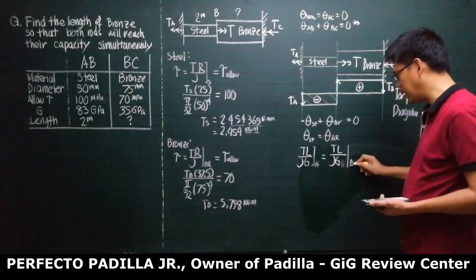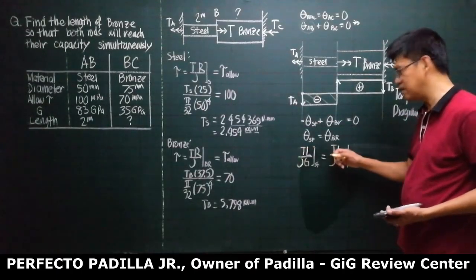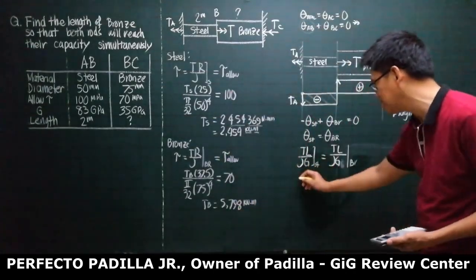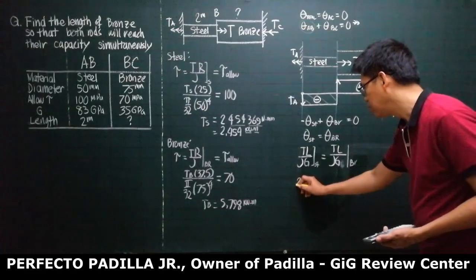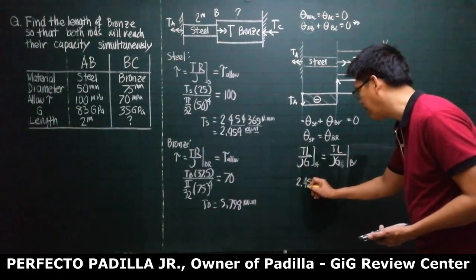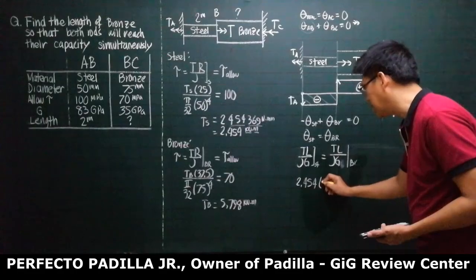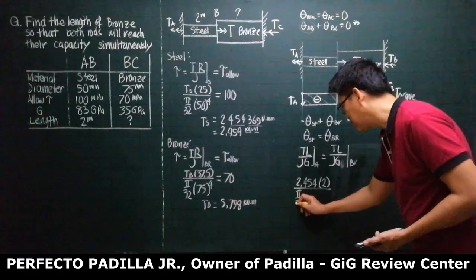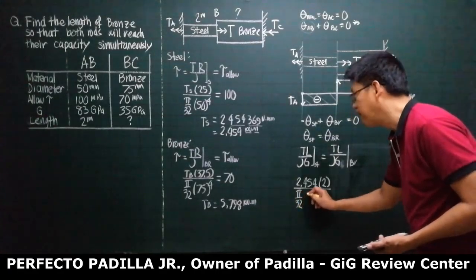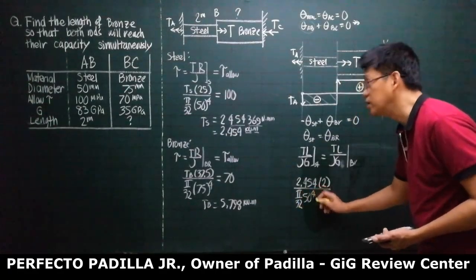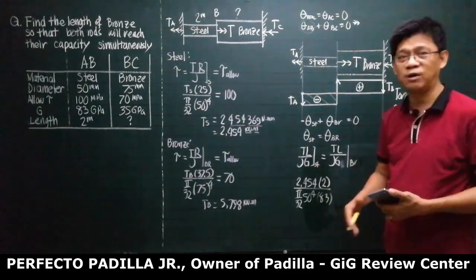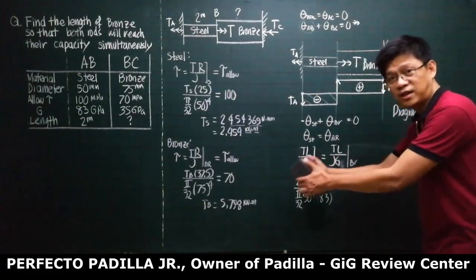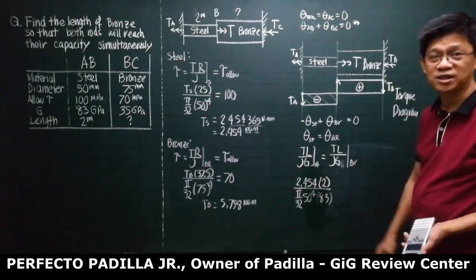So, substituting, because the T in bronze and steel are at their full capacity, we substitute them. This is going to be T in steel, 2.454 times the length of steel, 2 meters, over J, pi over 32, D to the fourth, 50 to the fourth, G, 83. I won't pay attention to the units anymore. Anyway, the units left and right are just the same, so they will just cancel out.